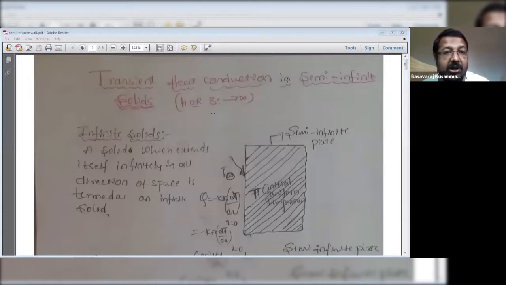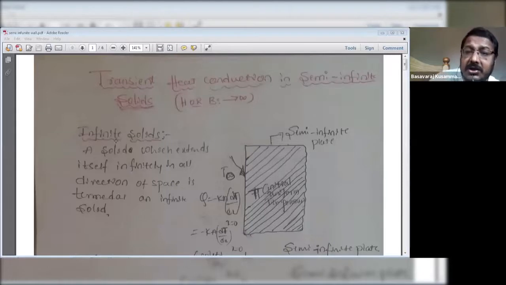Transient heat conduction in a semi-infinite solid, if the Biot number tends to infinity. In that case, how do we solve it? This is theory only. They will not ask for any derivations. It is only theory.